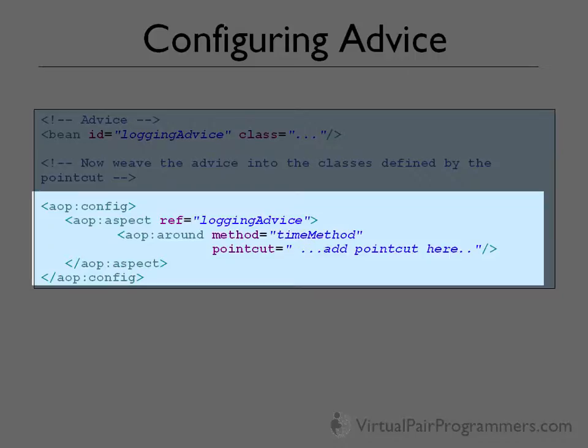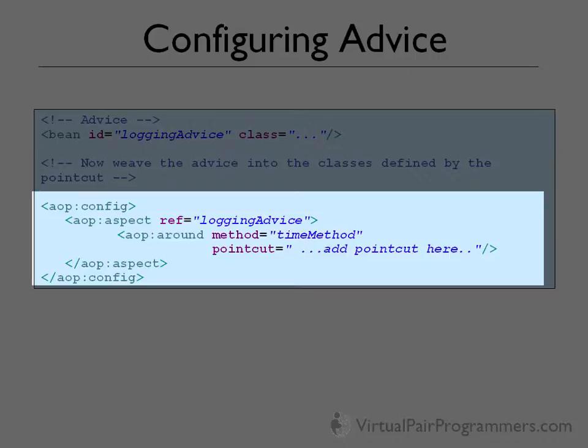In my case, it's this bean called logging advice. I've always had that logging advice bean. And then inside that tag, I'm telling Spring that I want this to be around advice. So notice now that it's in the XML that we say whether it's before, after, or around advice. And that's one of the reasons why we didn't need that interface anymore in our code.